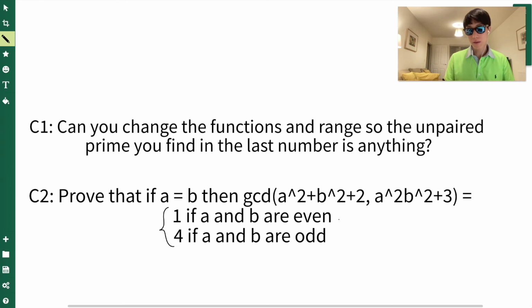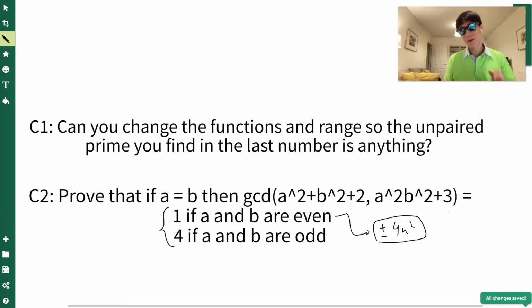The hint I'll give is, for the 1 case, try adding and subtracting some term, like maybe 4n squared or something like this. Try thinking about this. If you get stuck and you're trying to look for a solution that doesn't involve that sort of factor difference, which is 1 star.